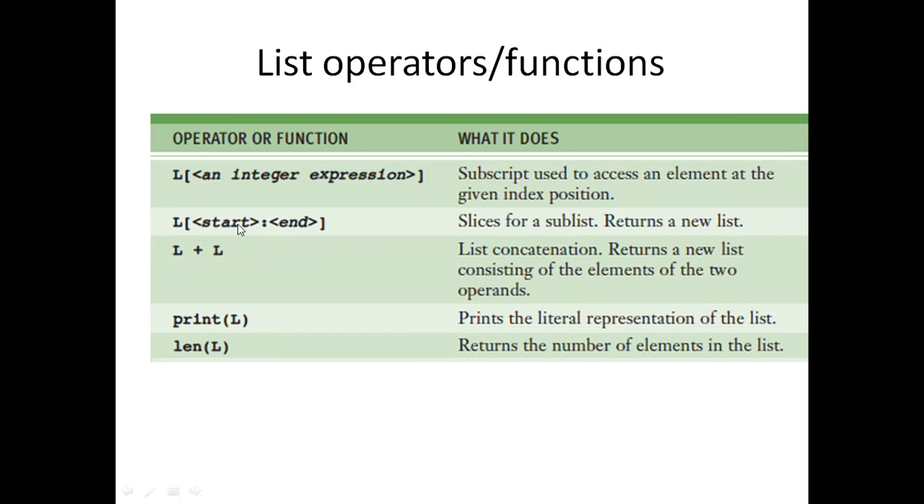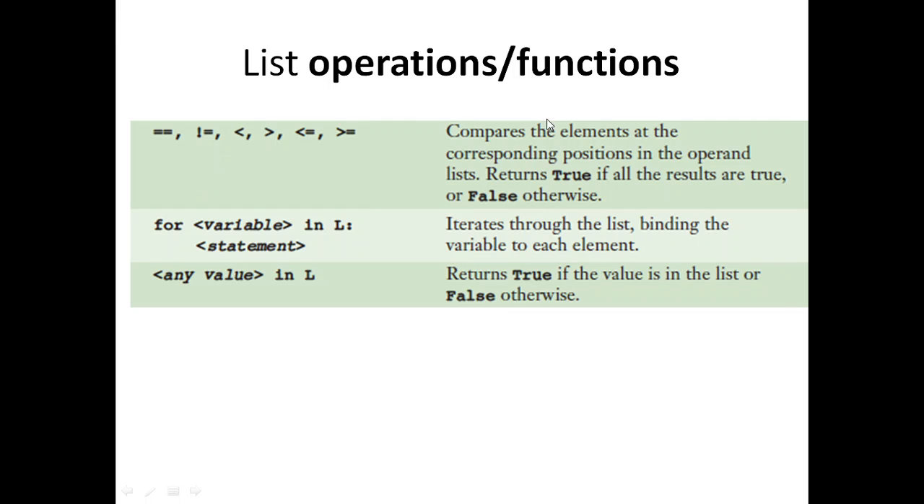Then we have seen the slicing operation also. We can slice any list from starting and ending elements. We can create a sublist, slices of that list. Then concatenation, we have already seen L plus L. List concatenation returns a new list consisting of the elements of two operands. Then print, we have seen how to print a list. Length of L will return the length of that list. Then we can compare all these things, and iteration is possible inside the list. For loop we have already seen.